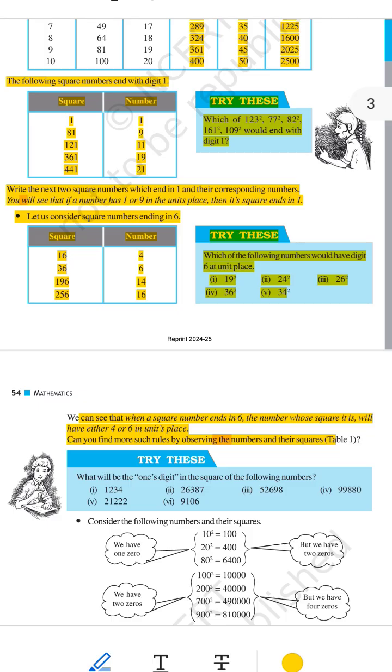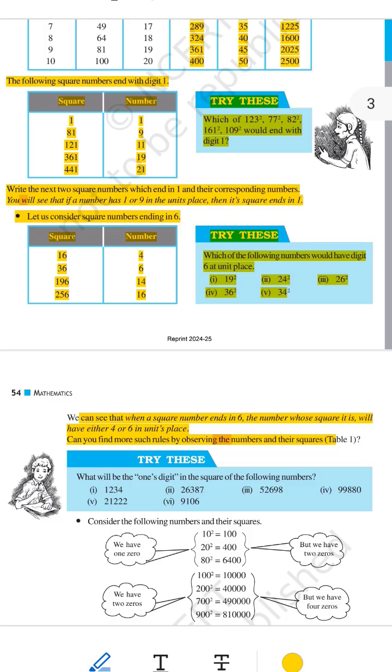3. Examples of square numbers ending with 1. Let's write them clearly. Number, square. 1 times 1 equals 1. 9 times 9 equals 81. 11 times 11 equals 121. 19 times 19 equals 361. 21 times 21 equals 441.